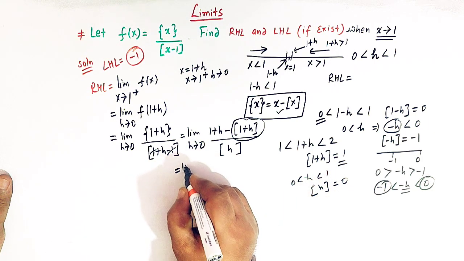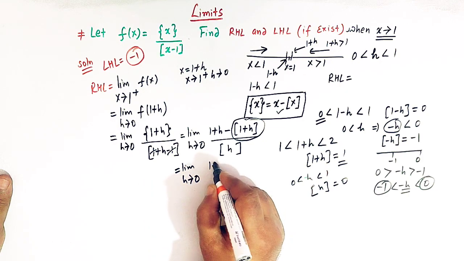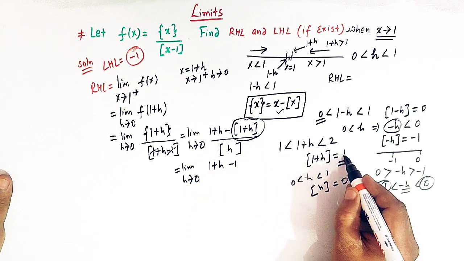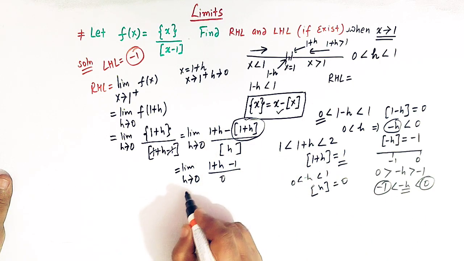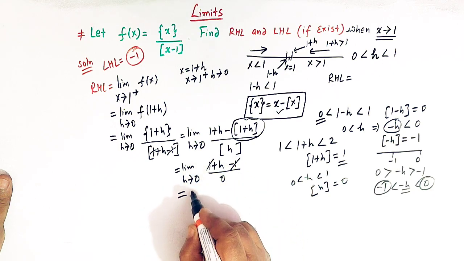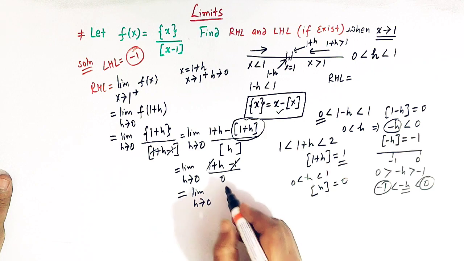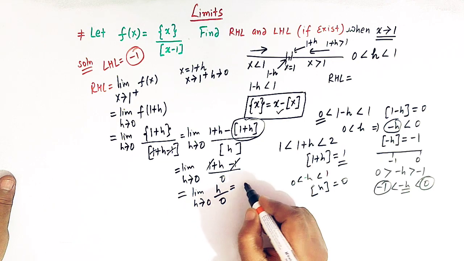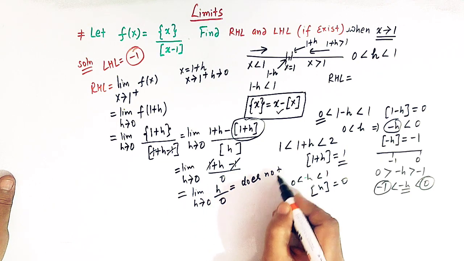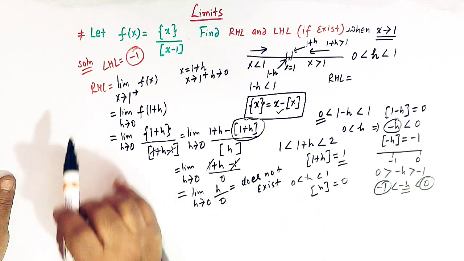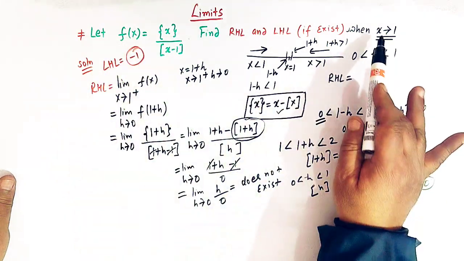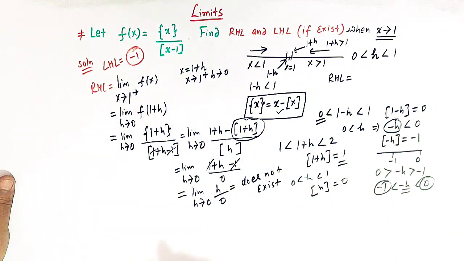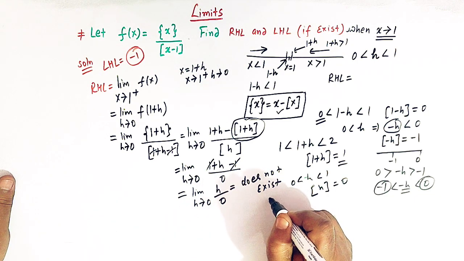So now we have limit h tends to 0, 1 plus h minus 1, greatest integer of 1 plus h is 1, and here we have 0. So now this one and this one get cancelled. We are left with limit h tends to 0, h over 0, right? And we can easily see that this limit doesn't exist. So we see that the left hand limit of this function when x approaches 1 is minus 1, and the right hand limit doesn't exist.